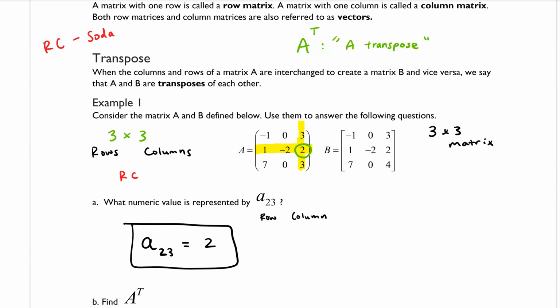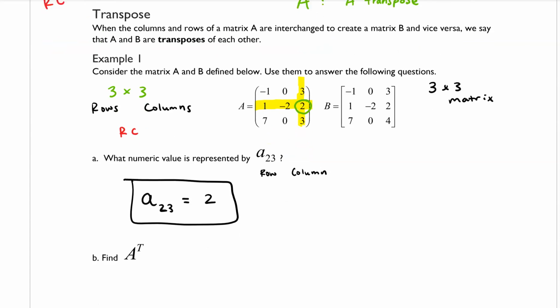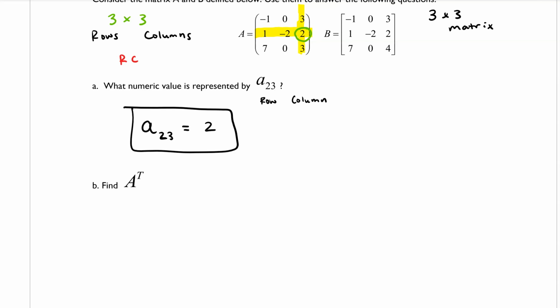So part B of this example asks us to find A transpose. And what that means is we want to take all of the rows and columns and basically swap them. So A transpose equals, it's still going to be a square 3 by 3 matrix, but now the first row is going to become the first column. So the entries for the first row are -1, 0, 3. And so now I'm going to make those the values of my first column.